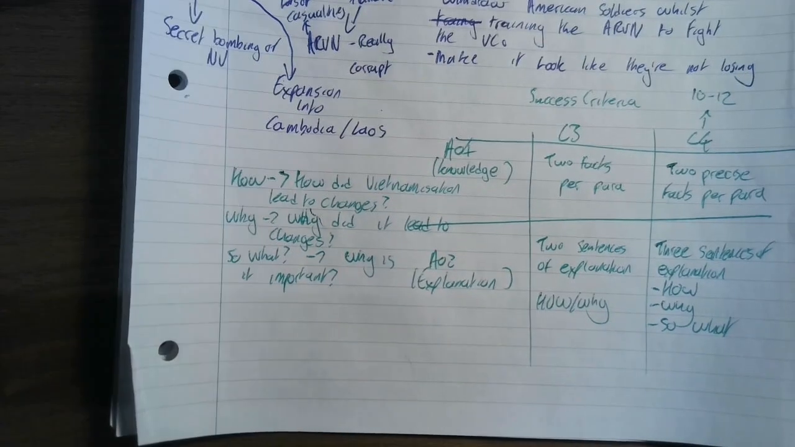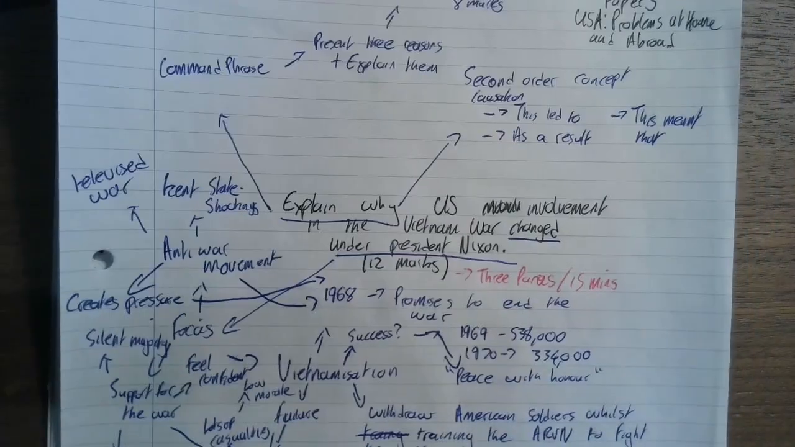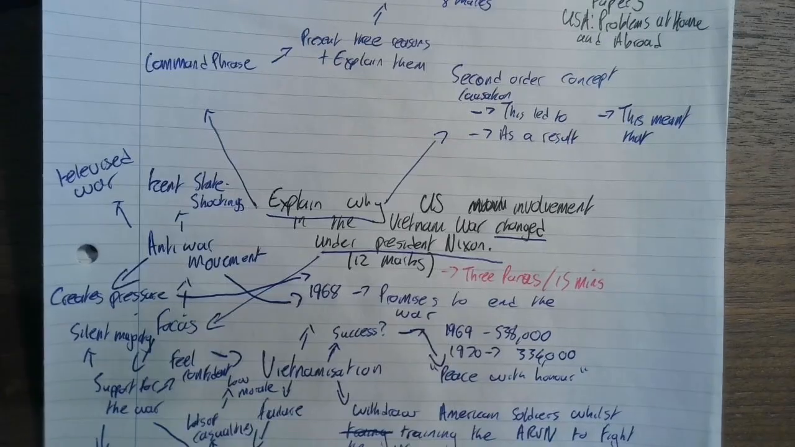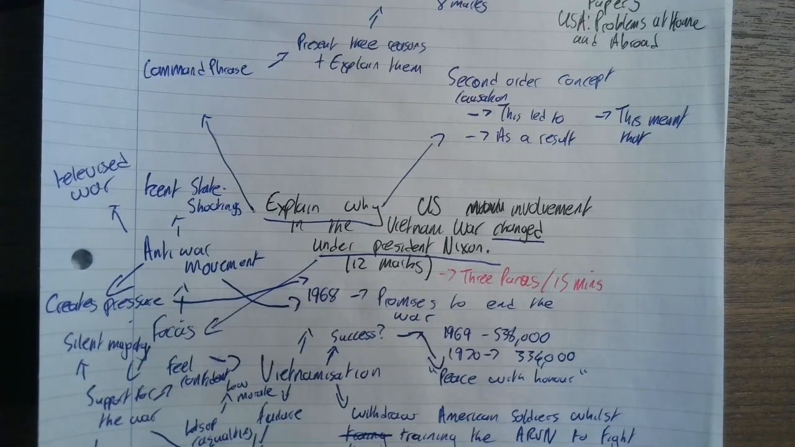Right, so take the time now, put all of your electronic devices away, set yourself a 15-minute timer, and put all distractions away. Take the time now to explain why US involvement changed in the Vietnam War under President Nixon. 15 minutes, press pause, and I'll see you shortly.